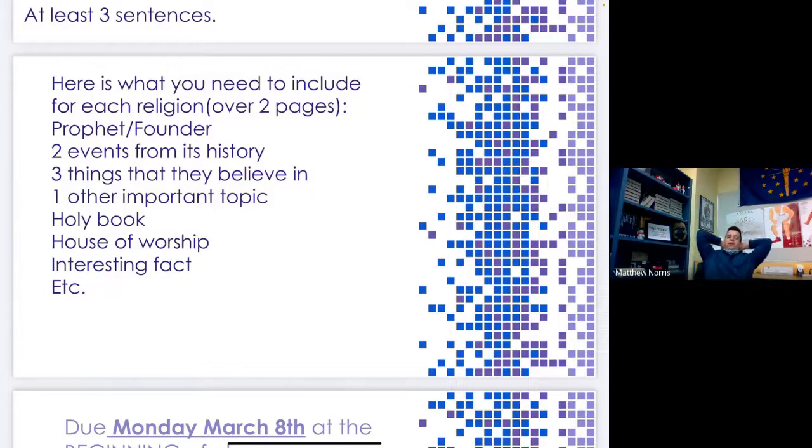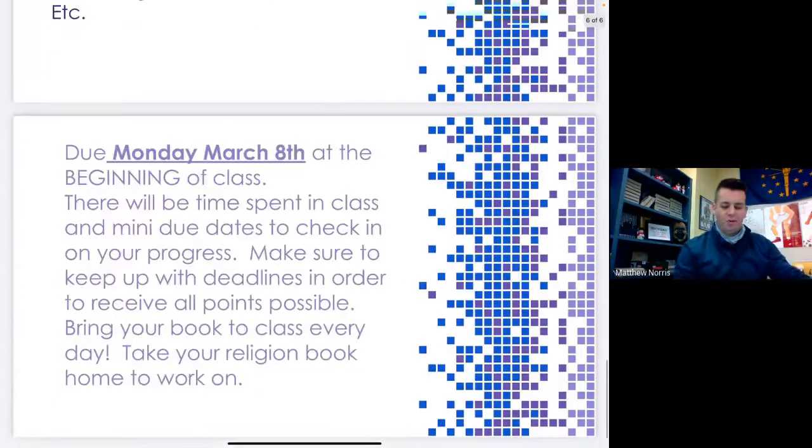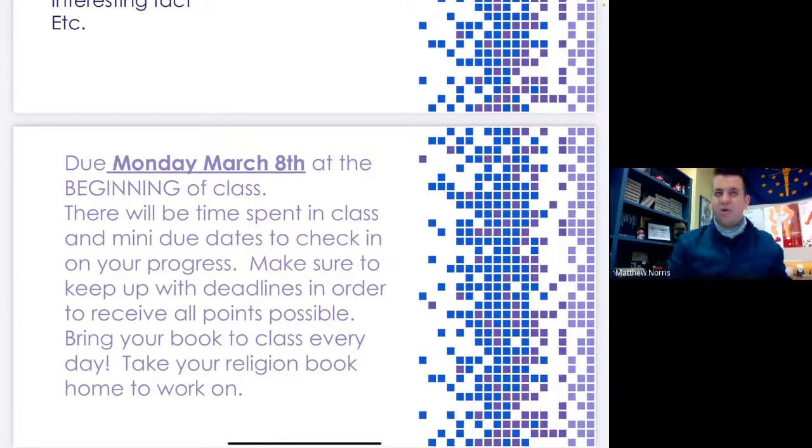You need to include a prophet/founder of the religion, 2 key events from its history, 3 things that followers of this religion believe in, 1 other important topic or fact, the name of the holy book of this religion, the name of the house of worship in this religion, 1 fact you find interesting. So if you include those things, you have met the requirements. And this will be due Monday, March 8th, at the beginning of class.